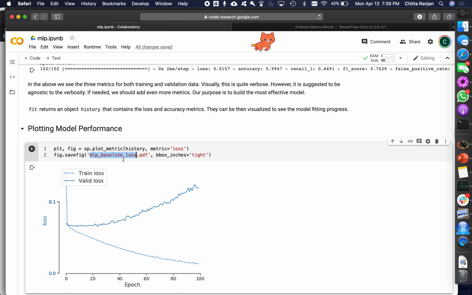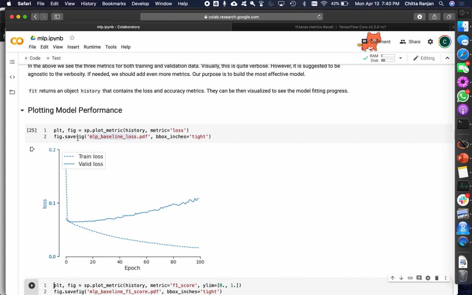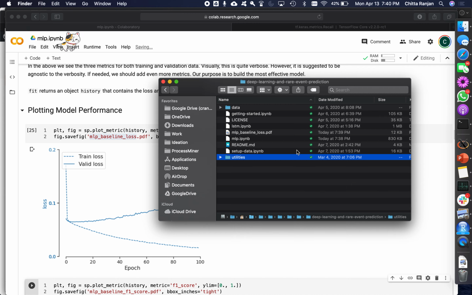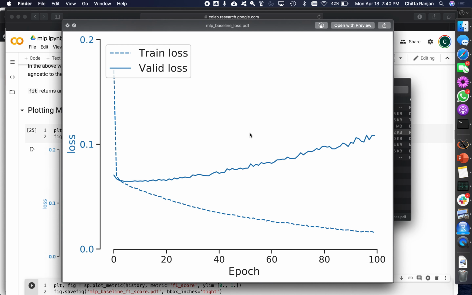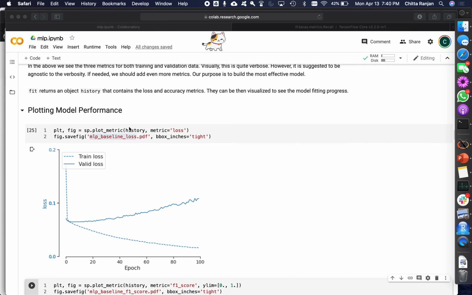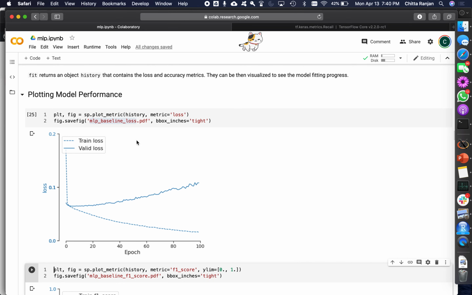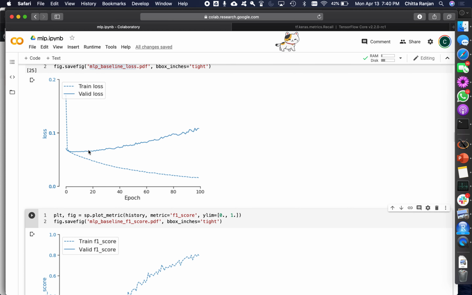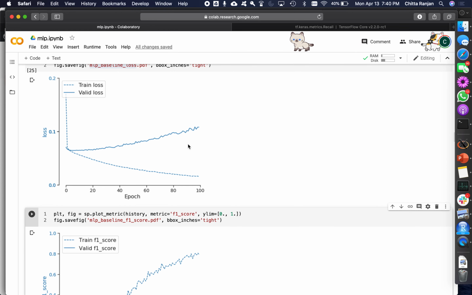This is the result, and it is saved as MLP baseline loss. Let's go and see that it has come to my local or not. As you can see here, we have it on my local. Okay. So we learned that we can easily write results to our disk. So the loss is like this. One thing that you might notice is the loss is increasing for the validation data set, which could be due to overfitting or some other issue. We'll come back to it later.